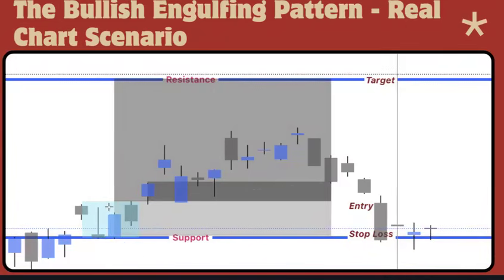This is your engulfing candle. It appears at support. Next candle, the confirmation candle, closes above this engulfing candle. So entry could be your pullback or the close of this candle, and target is your next resistance.